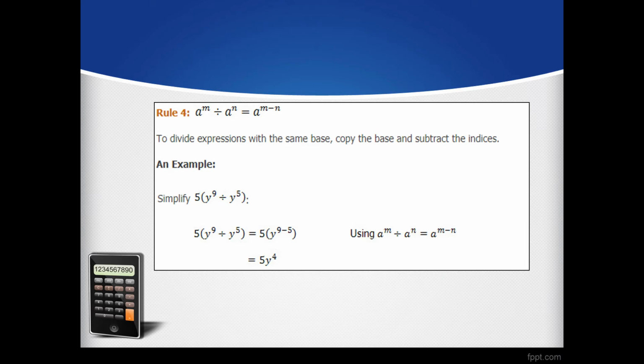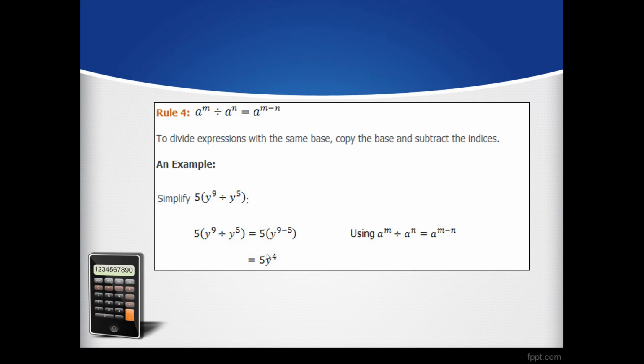In this example, 5 times y to the power of 9 divided by y to the power of 5, they have the same base, y. So that's 5 multiplied by y raised to 9 minus 5. Again, according to the rule, if the base is the same, you subtract the indices. So that's 5y raised to 4.